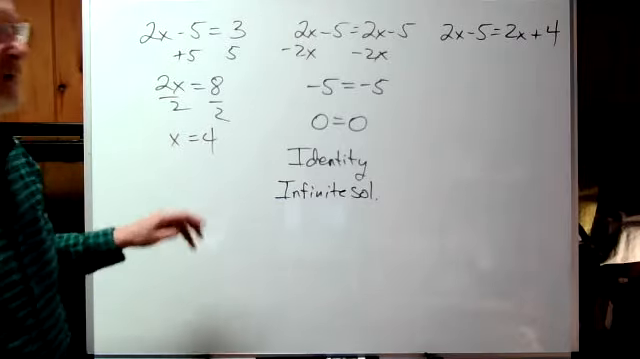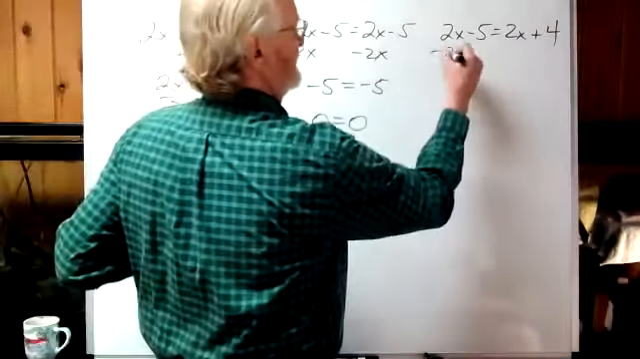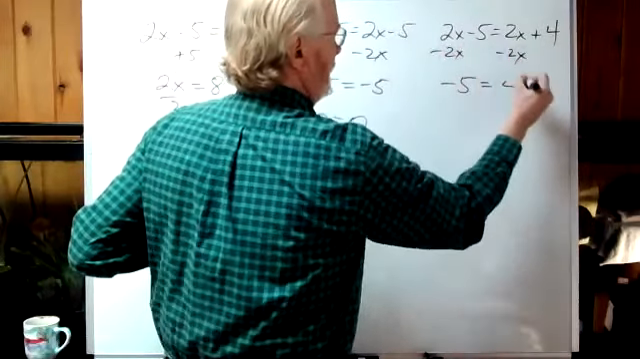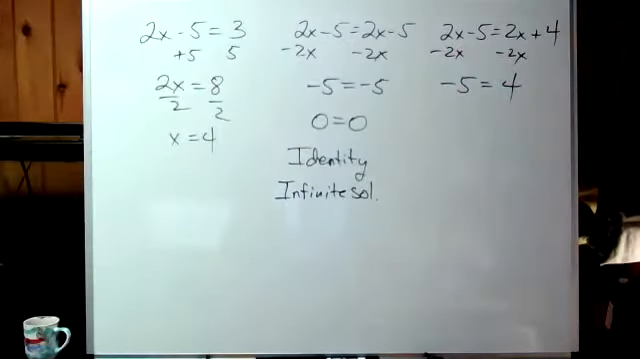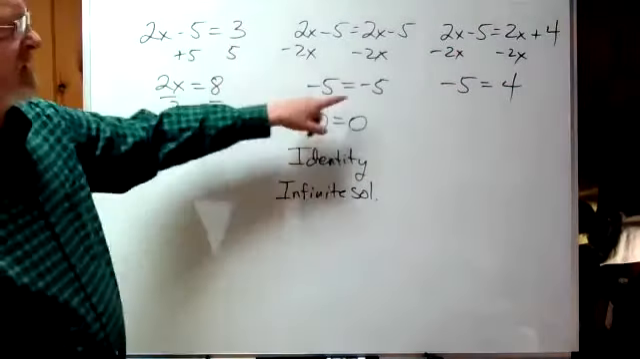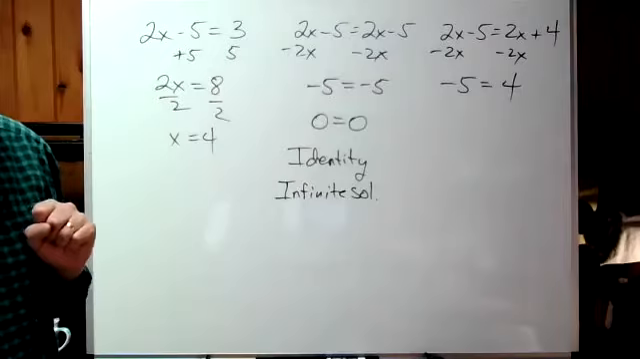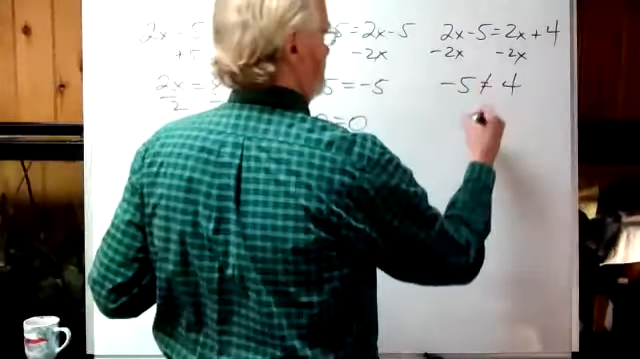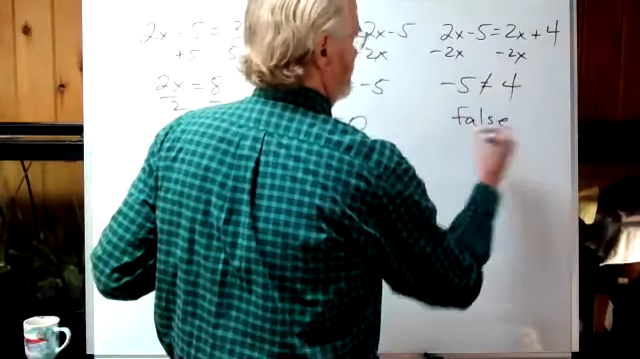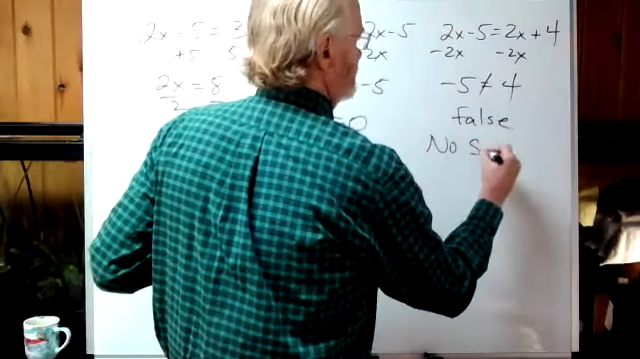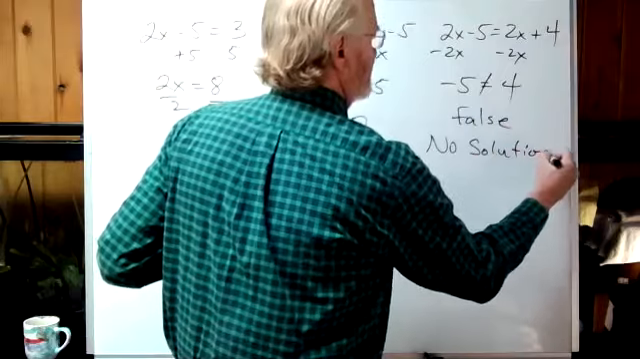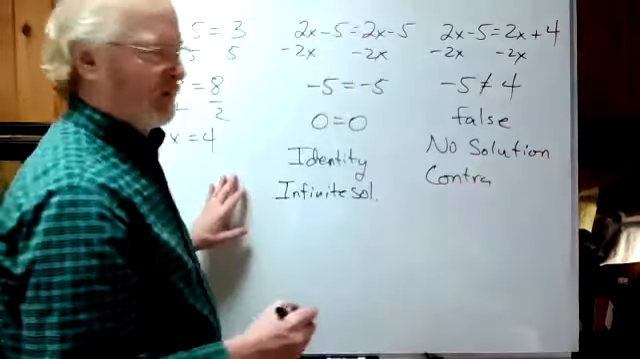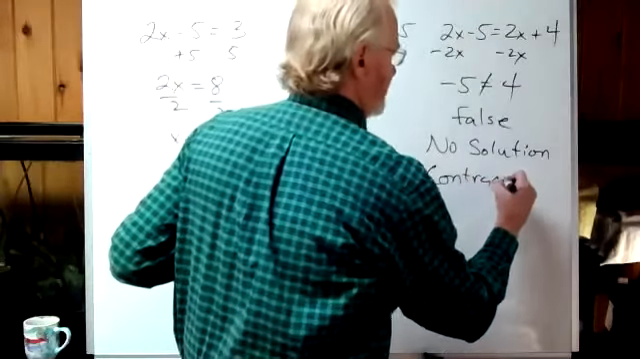What's the deal over here? I know I'm over time. Let's get rid of those x's again. -5 equals 4. Similarly, the x's went away, but this is not true. It's a false statement. This is what happens when there's no solution. This is referred to as a contradiction. Negative connotation to that word, right? No solution, contradiction.